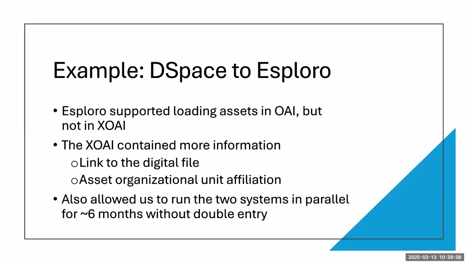My IRL example here is for creating a script that was our migration from DSpace to Esploro. So DSpace is an institutional repository. Esploro is marketed as an institutional repository plus, right? So it does other things as well. But at this point in time, I was interested in getting the institutional repository data from DSpace to Esploro.